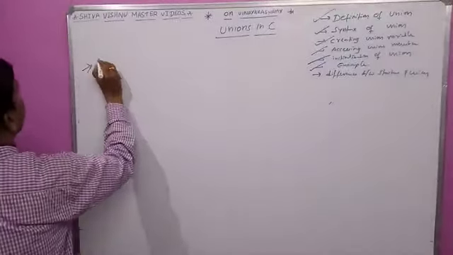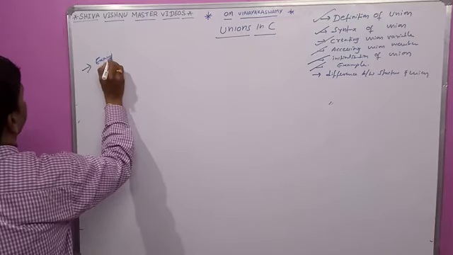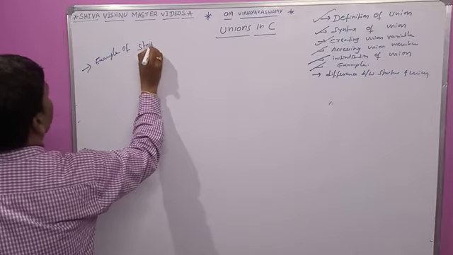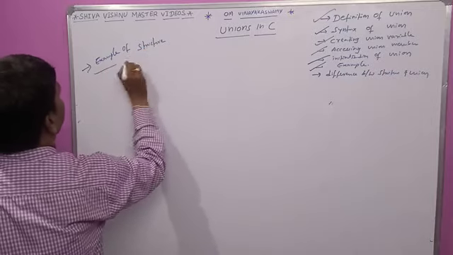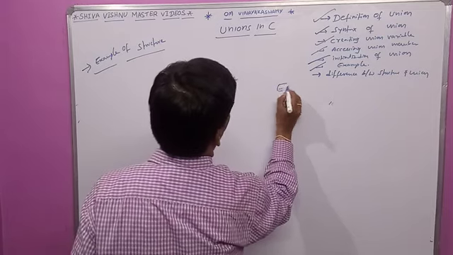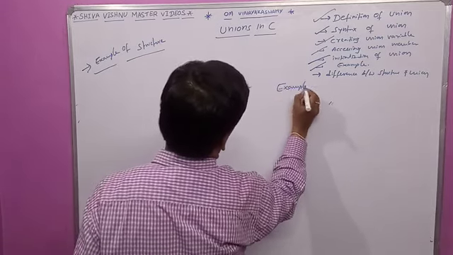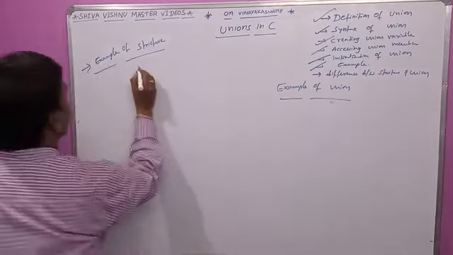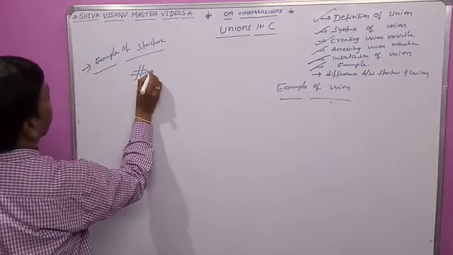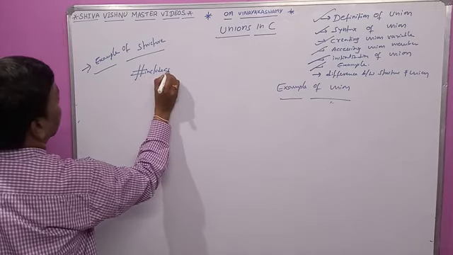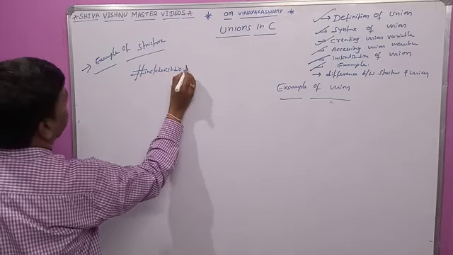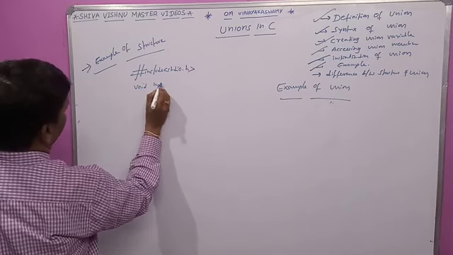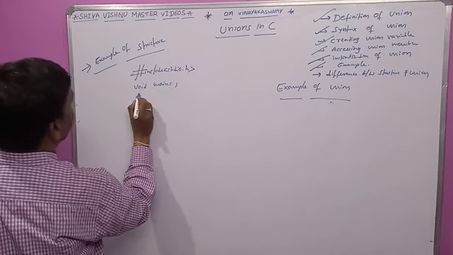Here you can see the example of a structure, and the example of a union. Here you can see the include stdio.h, so void main, open brace.